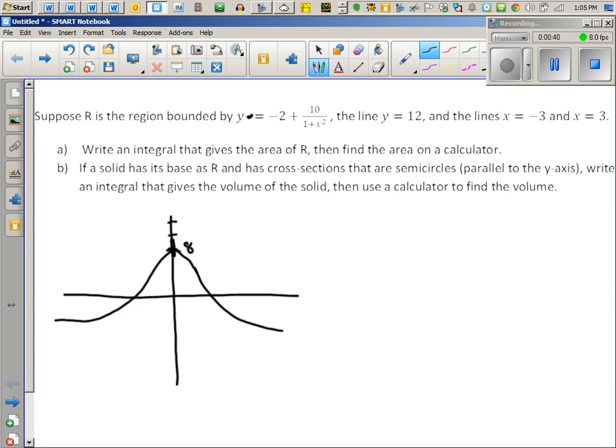And then there's a y equals 12 line, which is up here. Except I just messed up. There. 9, 10, 11, 12. There we go. 7, 6, 5, 4, 3, 2, 1. Okay, there's your graph. And we're talking about between x equals negative 3 and x equals positive 3.